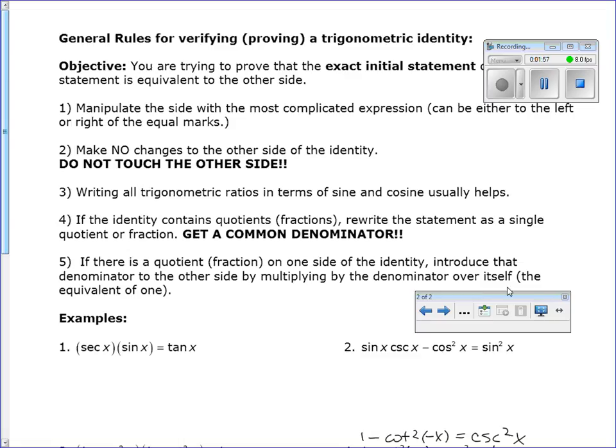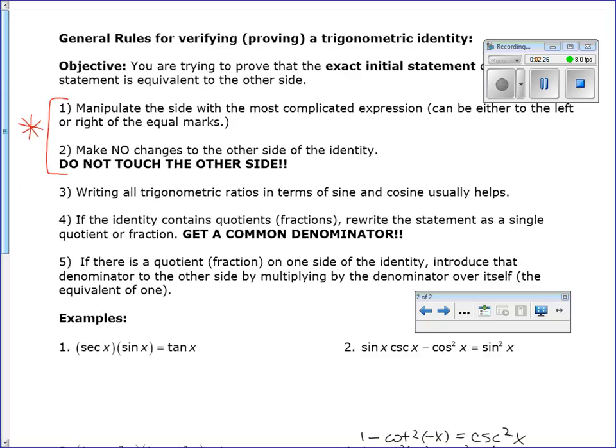The second thing we want to make sure we do is we make no changes to the other side. Your job is to prove that one side is exactly the other. You're going to manipulate it, change it, make substitutions, do some algebra, and it's going to wind up looking exactly like the other side. So these two apply to every problem. So let's put an asterisk by those because those apply to every problem.